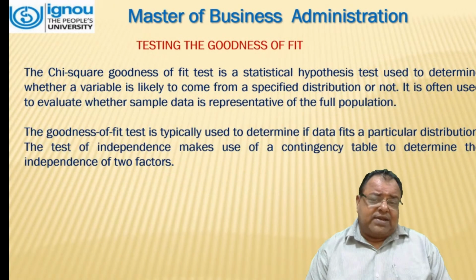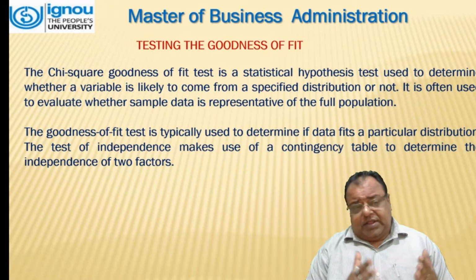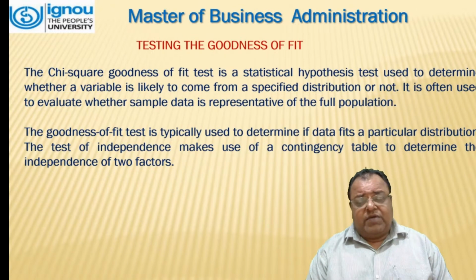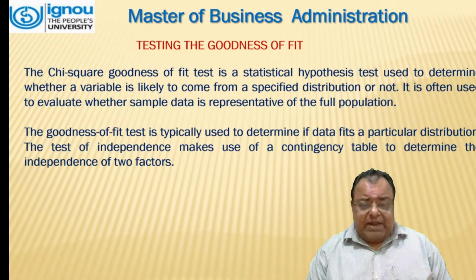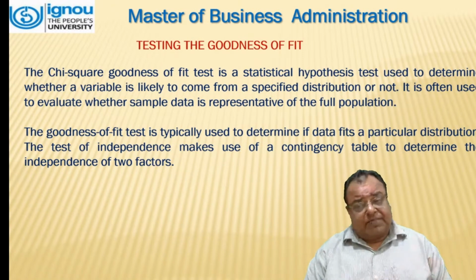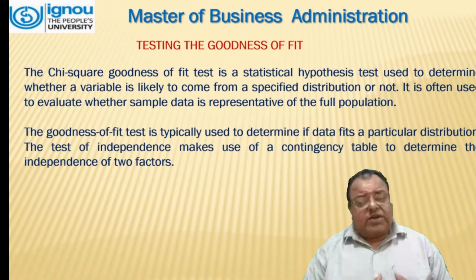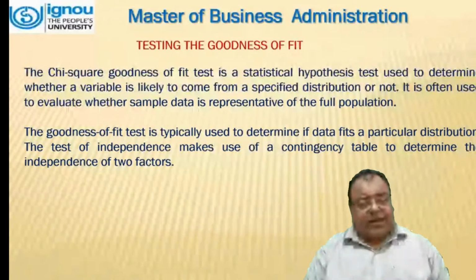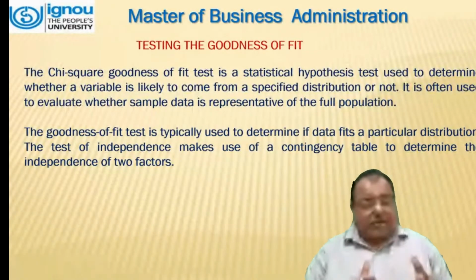Then comes testing the goodness of fit. The Chi square goodness of fit is a statistical hypothesis test which is used to determine whether a variable is likely to come from a specified distribution or not. It is often used to evaluate whether sample data is representative or not. The goodness of fit test is typically used to determine if data fits a particular distribution.